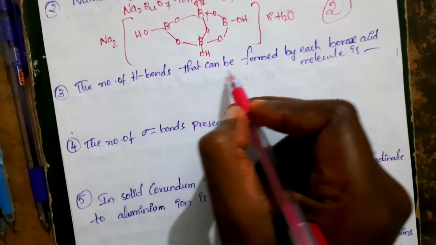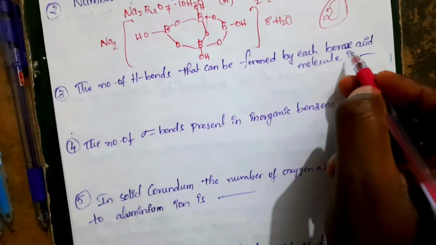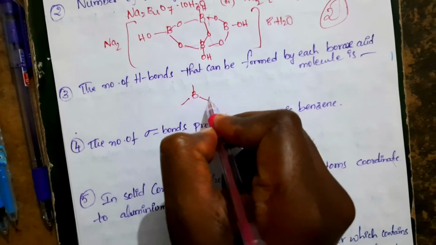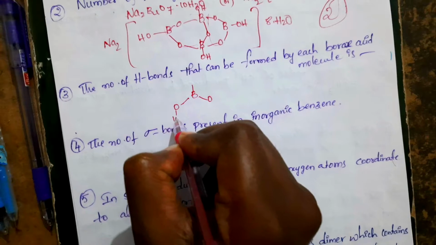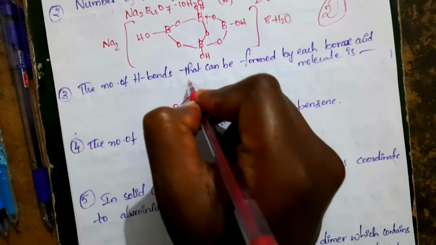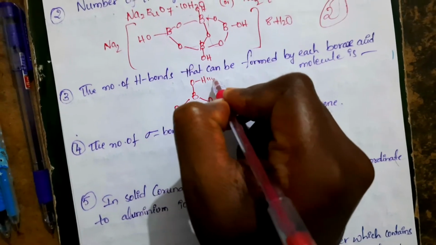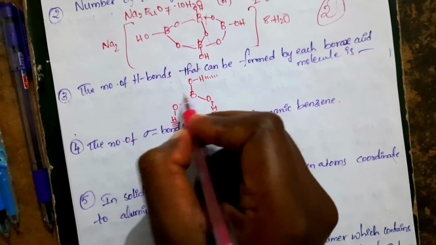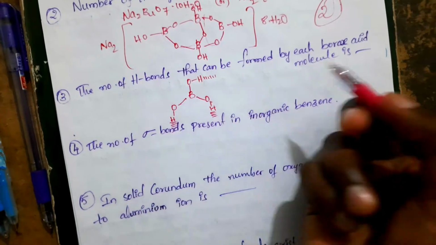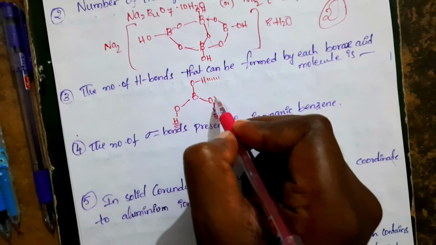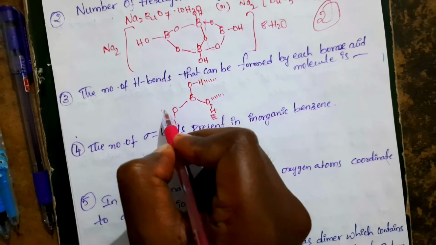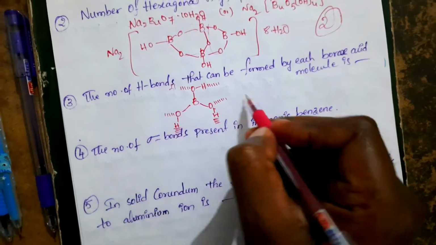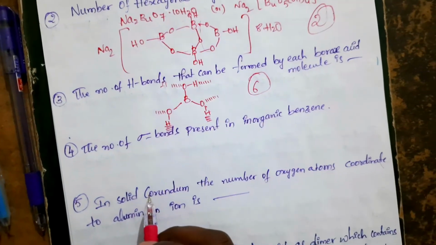The number of hydrogen bonds that can be formed by each boric acid molecule: this is boric acid. This hydrogen is involved in hydrogen bonding with another boric acid, and 3 hydrogens are participating in 3 hydrogen bonds, and also the oxygen which is present participates in hydrogen bonding. So such hydrogen bonds are how many? A total of 6 hydrogen bonds are possible in boric acid.